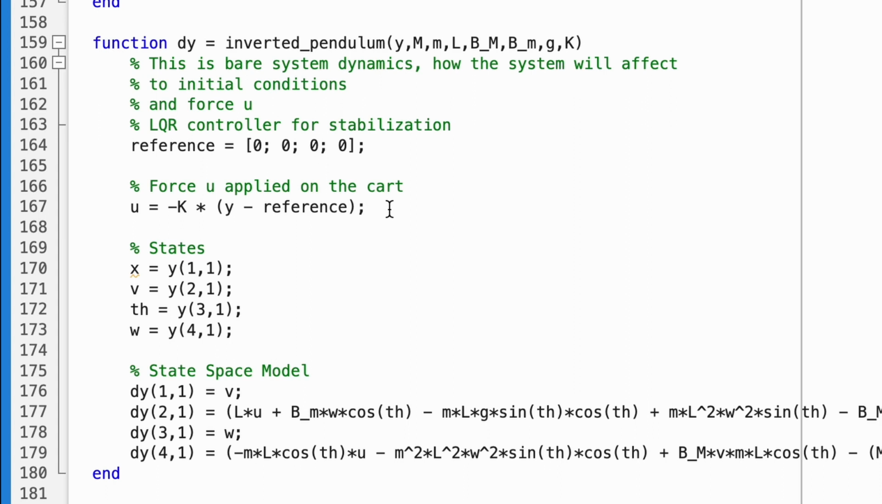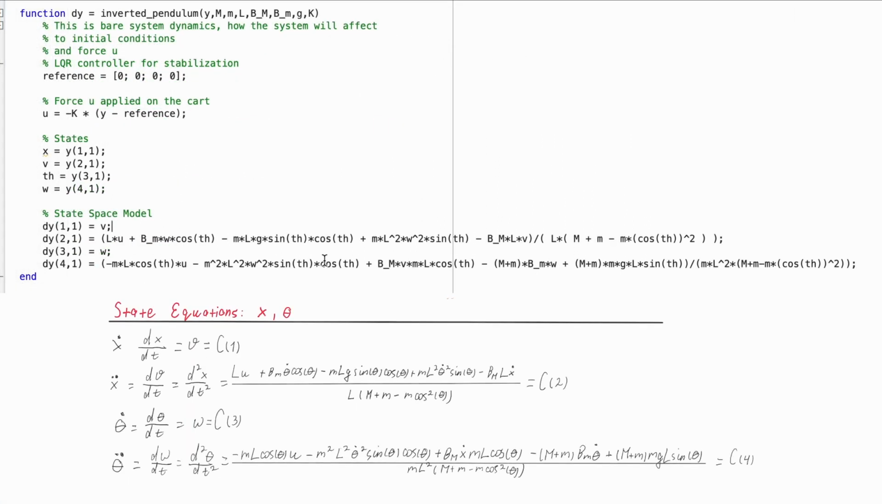So then we extract states from our y vector. Again, position is y1, velocity is y2, angle is y3, and angular velocity is y4. Then we plug them into our state equations that we derived in part 1 of the educational series. Please note that dy1 is simply the derivative of state 1, which is position, with respect to time. And we know that the derivative of position with respect to time is velocity. Then our second state is velocity, so the derivative of velocity with respect to time is acceleration. ODE45 will multiply these derivatives by the time increment and calculate our states for the next time step automatically.